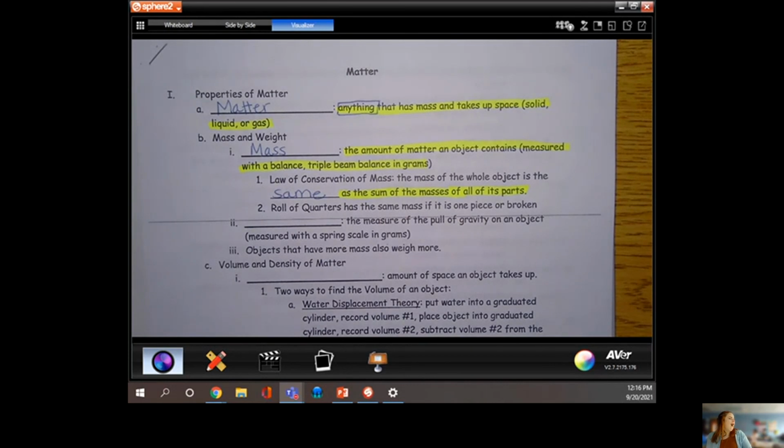Oh, the next one? Blank is the measure of the pull of gravity on an object, which is measured with a spring scale. Nope. Cristiano? Nope. Rebecca? The measure of the pull of gravity on an object, measured with a spring scale in grams.